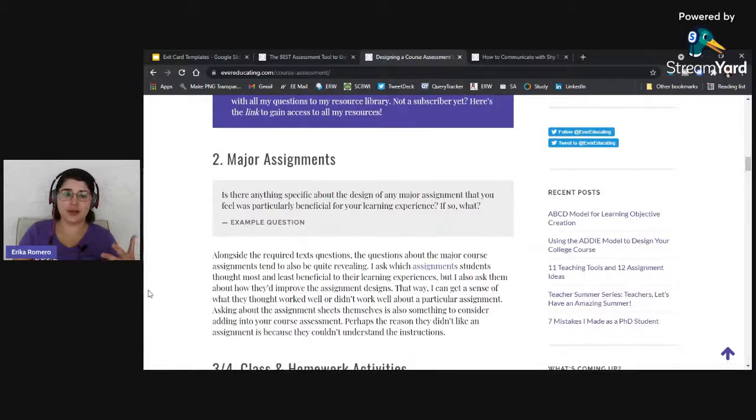Also, major assignments, okay? So is there anything specific about the design of an assignment that worked really well? Or is something that didn't work really well, right? What are your thoughts on how this assignment was designed? What are your thoughts about the group project, okay? How would you change the design of any major assignments? Okay? So asking about the big work is obviously very important as well, so you can tweak it in semesters to come.